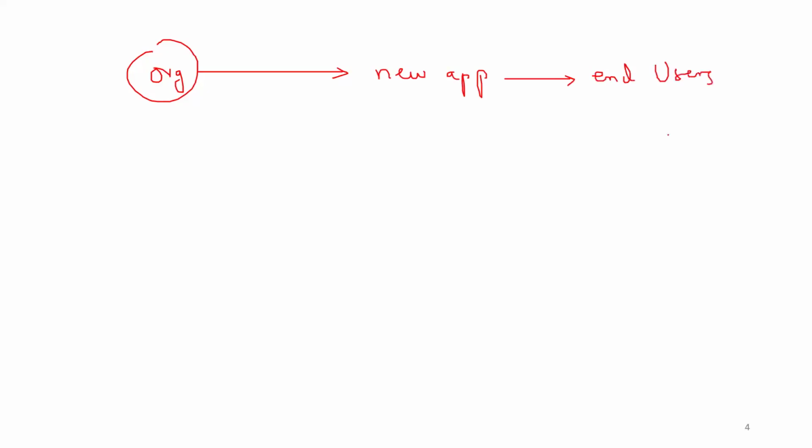For example, let us consider there is an organization. That organization wanted to roll out a new application for their end users. So if an organization wanted to roll out a new application for their end users, what will happen end to end in a traditional working methodology? Let us try to see.